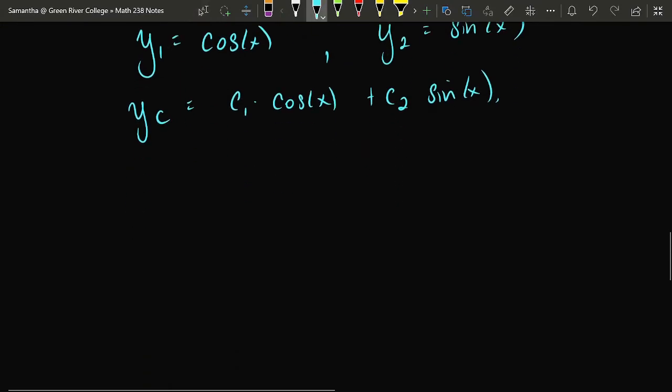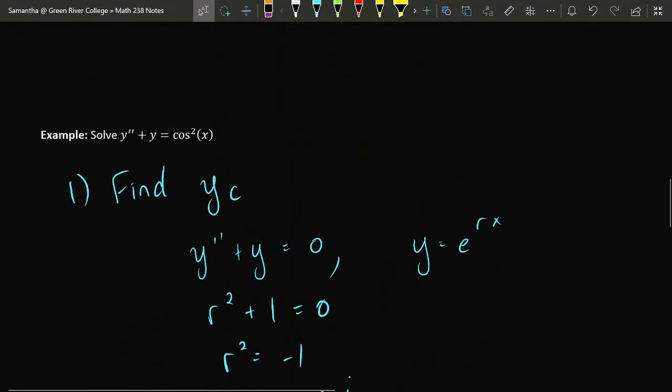Next, we need to find a particular solution. Now, scrolling back up to our differential equation, I suppose it would theoretically be possible to use the method of undetermined coefficients, because the left-hand side of the equation has constant coefficients, and the right-hand side has the form trigonometric multiplied by trigonometric.